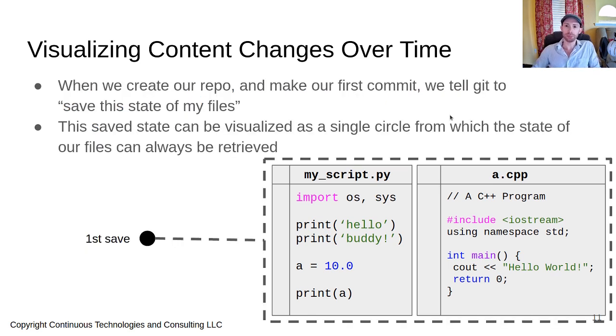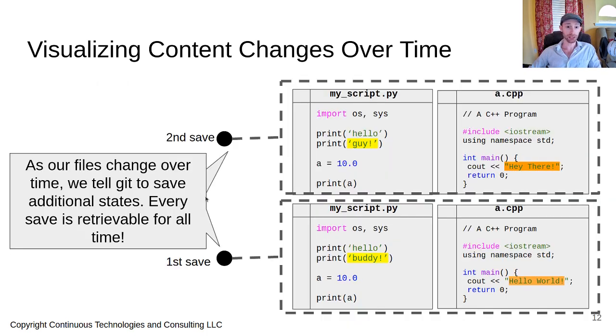When we create our repo and we make our first commit, we're basically telling Git to save the state of my files. And in this particular case, we have 2 files, and we are going to visualize that state, the first save state, as a single circle. And this circle simply represents the exact state of this file and this file. It might seem a little weird at first, until we start making other states.